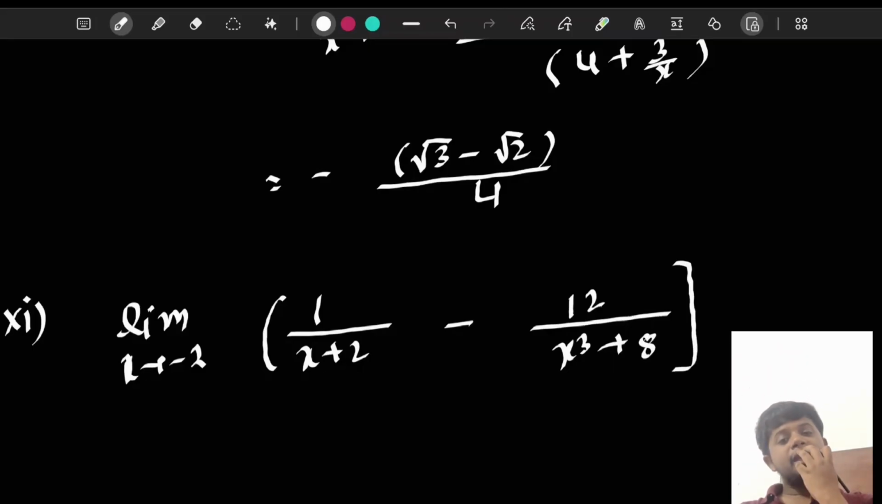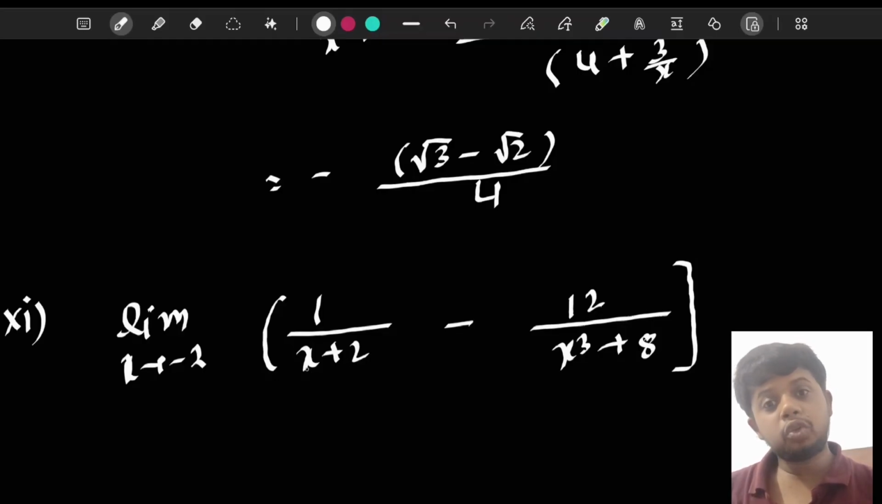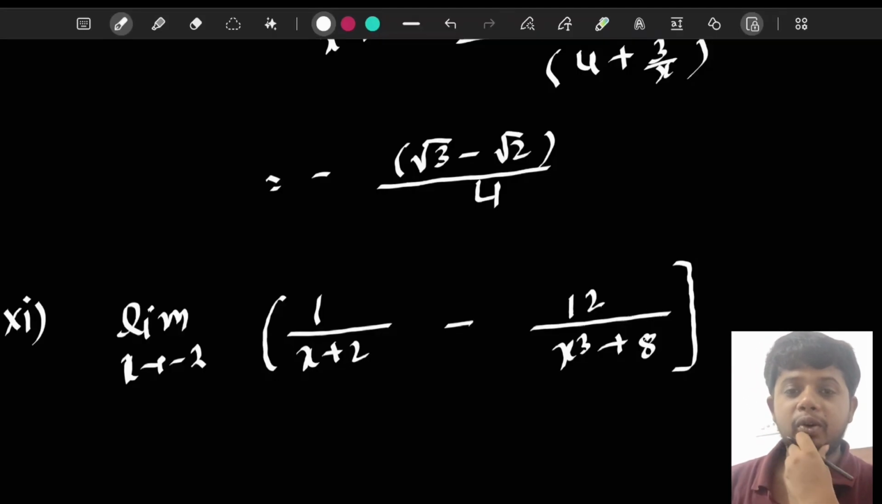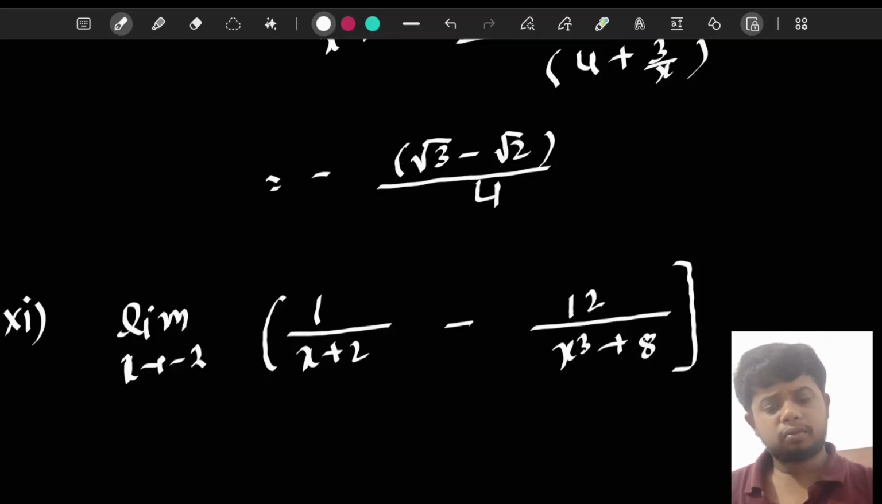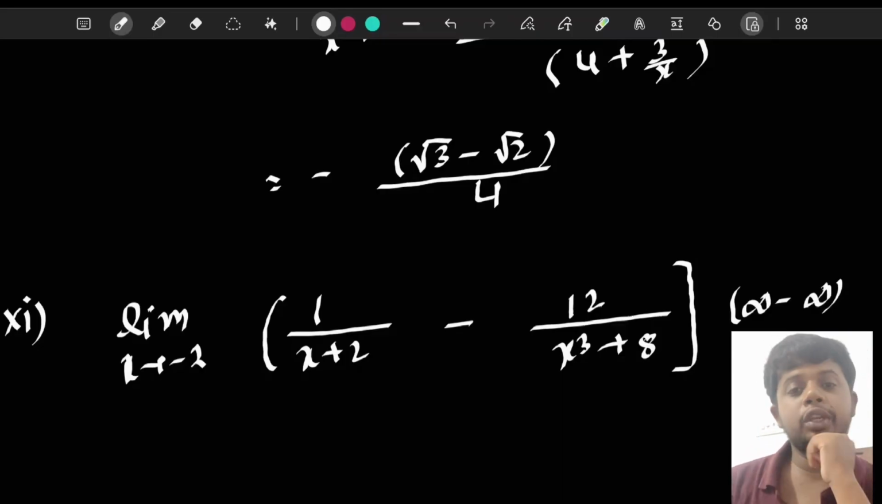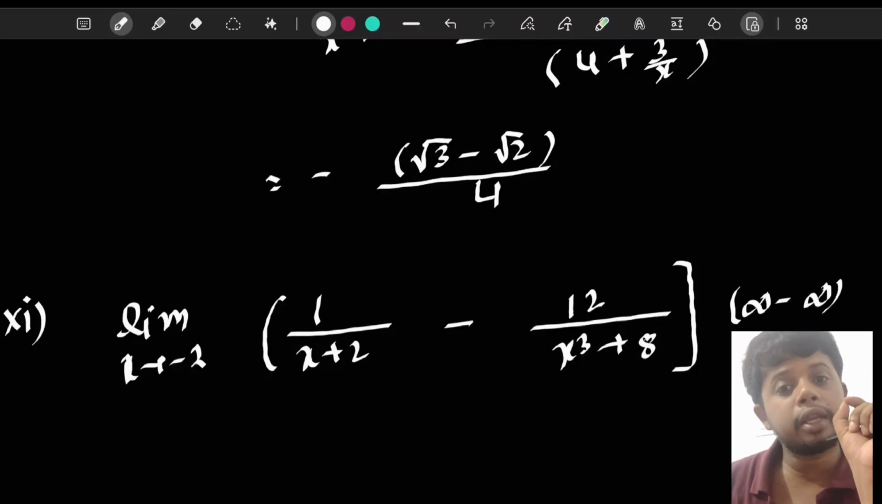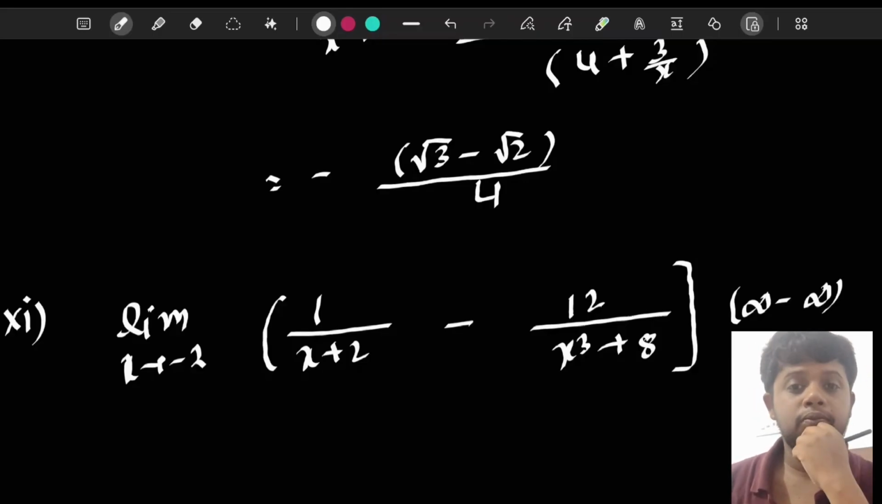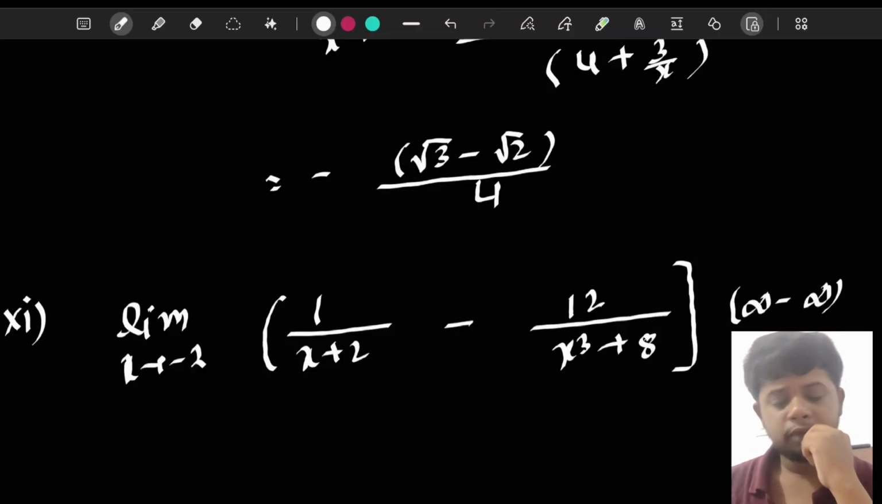Now see, if x will go to minus 2, then x plus 2 becomes 0, it can be 0 plus or 0 minus, no matter. Here also you will get minus 8 plus 8 means 0, so 1 by 0 and 12 by 0, that means infinity minus infinity form. And what I told you about infinity minus infinity form yesterday, that always take LCM whenever you see a question regarding infinity minus infinity form. Yes or no? You will say yes sir.